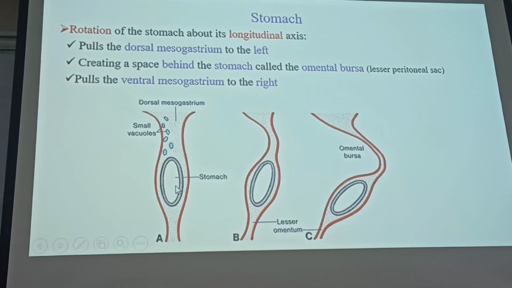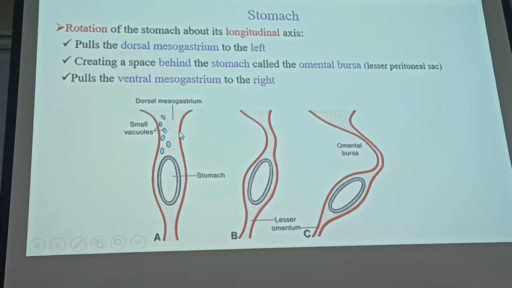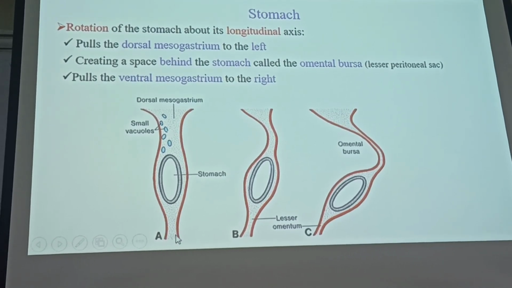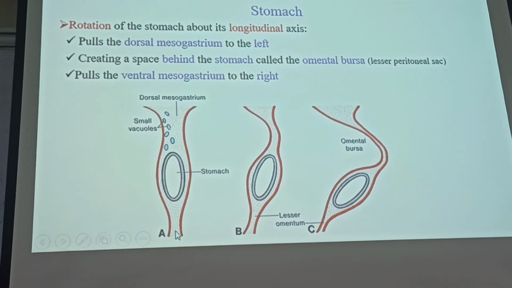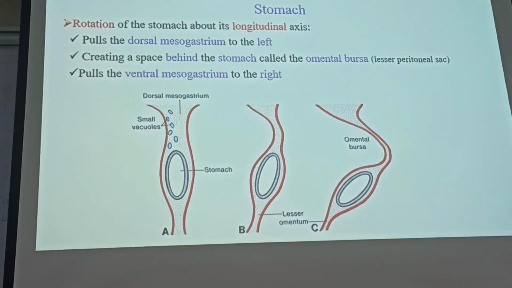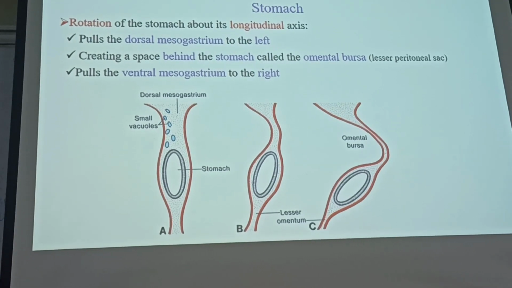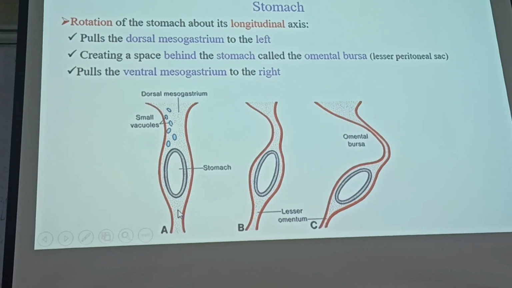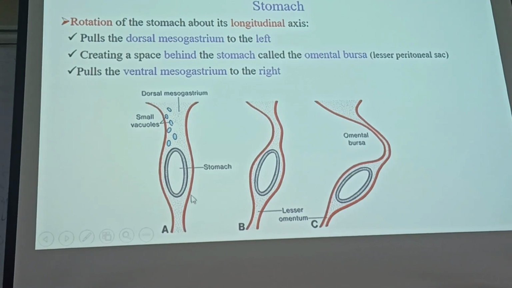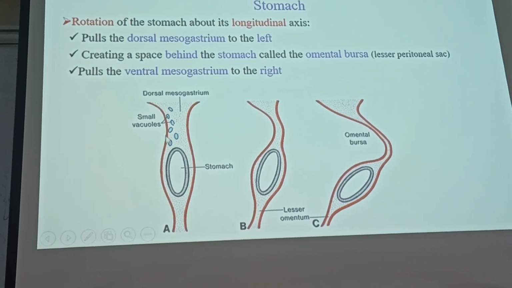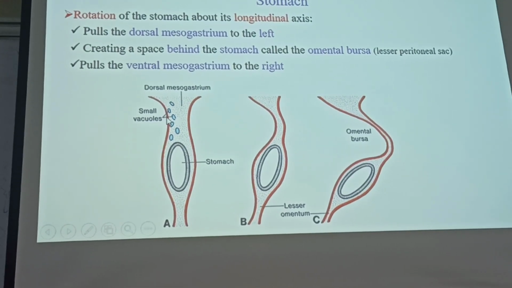In this section, you can see stomach, dorsal mesentery or dorsal mesogaster, and ventral mesentery or lesser omentum. Lesser omentum is located between stomach and liver. Okay? Lesser omentum is located at the anterior part of stomach, and dorsal mesogaster is located behind the stomach. Okay?